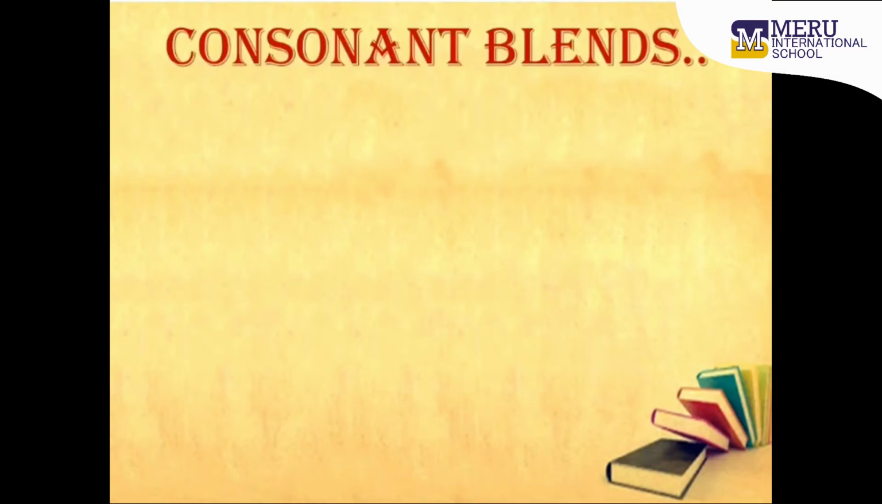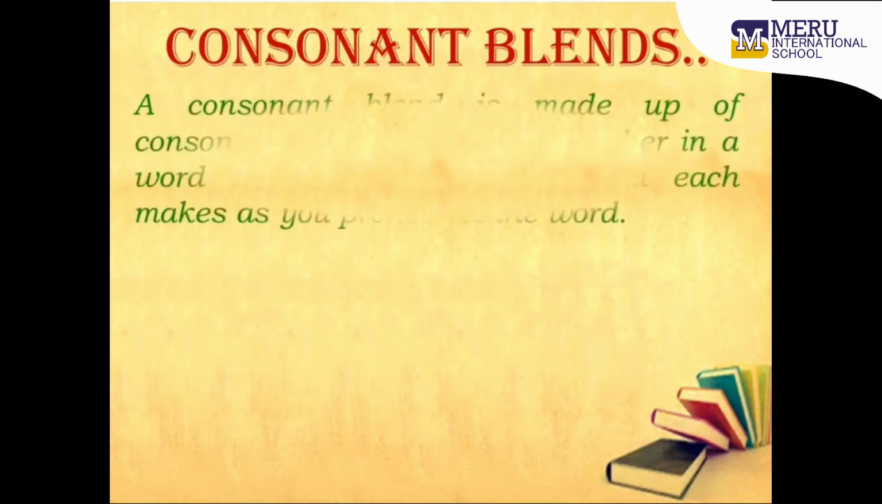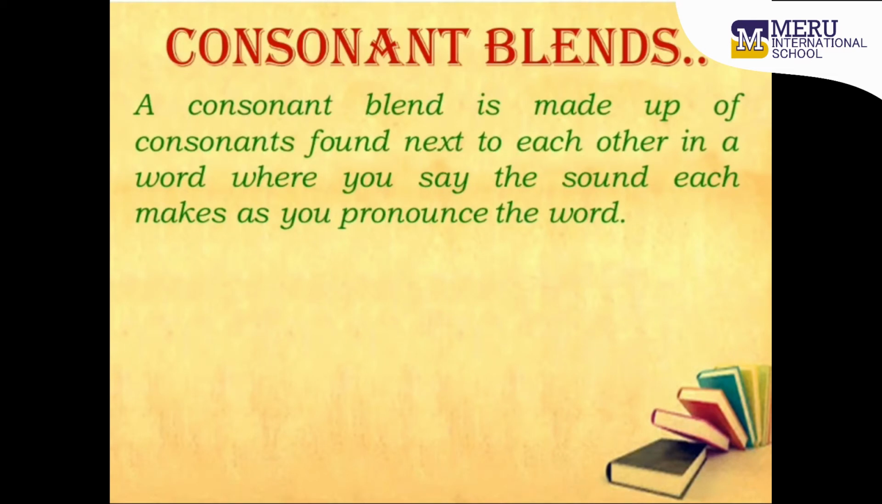Now let's see what are consonant blends. The name itself says that when there is a combination of two consonants in a word, it makes a blend and they give a new sound. A consonant blend is made up of consonants found next to each other in a word where you say the sound each makes as you pronounce the word. Let's see a few examples for that.